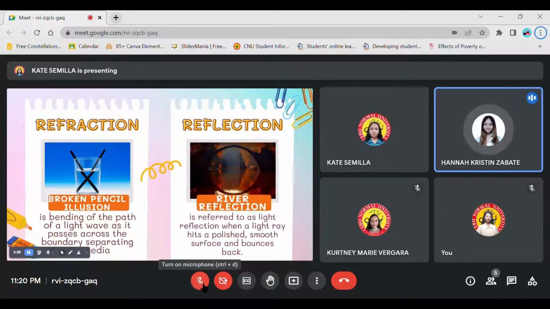Next is the reflection. It is referred to as light reflection when a light ray hits a polished, smooth surface and bounces back. The incident light rays hit the surface and reflect off of it. The beam that returns is referred to as the reflected ray. On a reflecting surface, a perpendicular would be considered normal. The reflection of an incident beam in a flat mirror is depicted in the figure above.